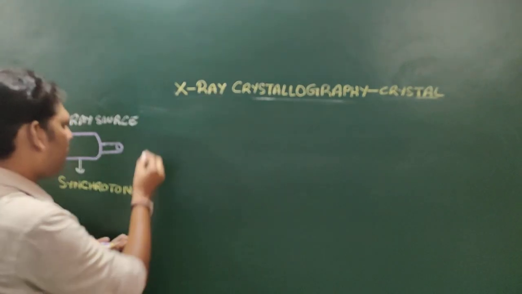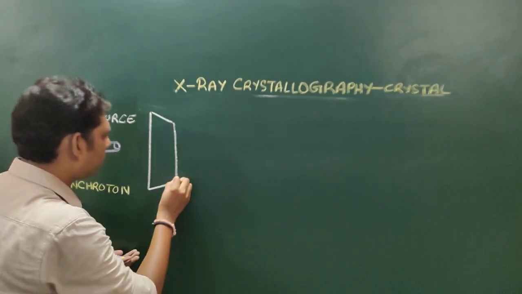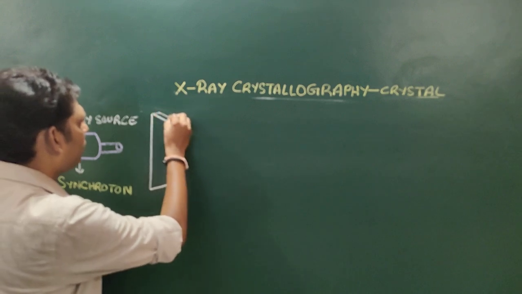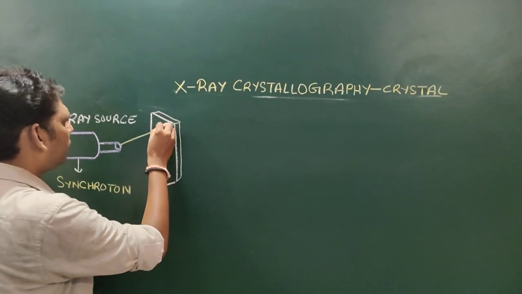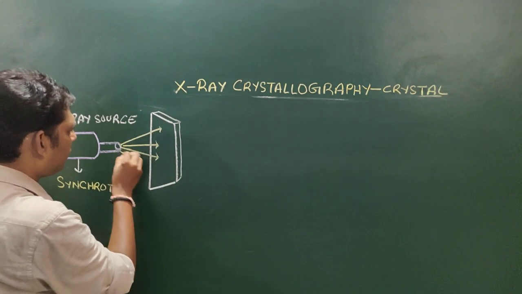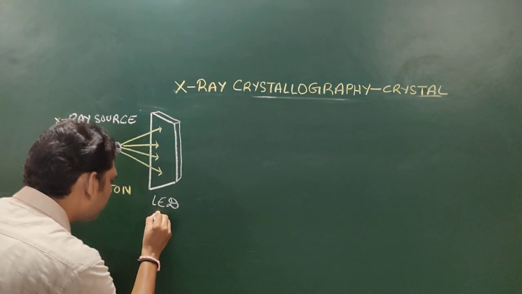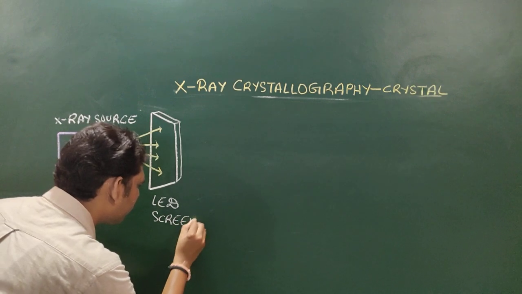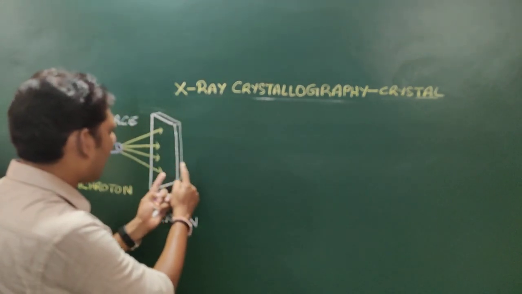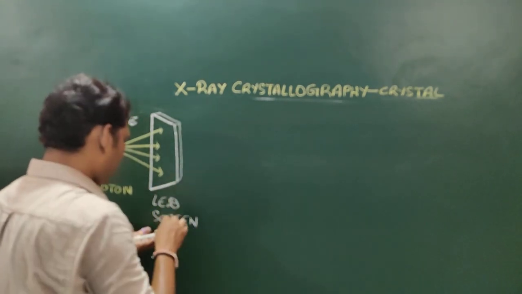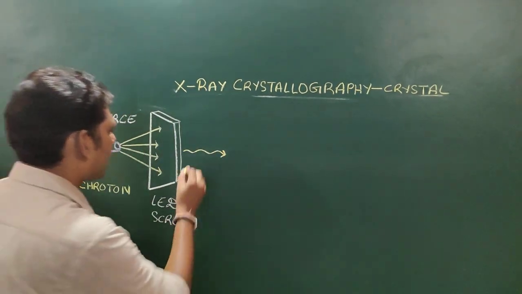Suppose that it is a screen, on which the X-ray beams are incident. Okay, this is a lead screen. Okay students, now when several X-ray beams are incident on this lead screen, the lead screen only allows a single X-ray beam to pass. So from the lead screen, a single X-ray beam is now able to cross the screen. This is a single X-ray beam.